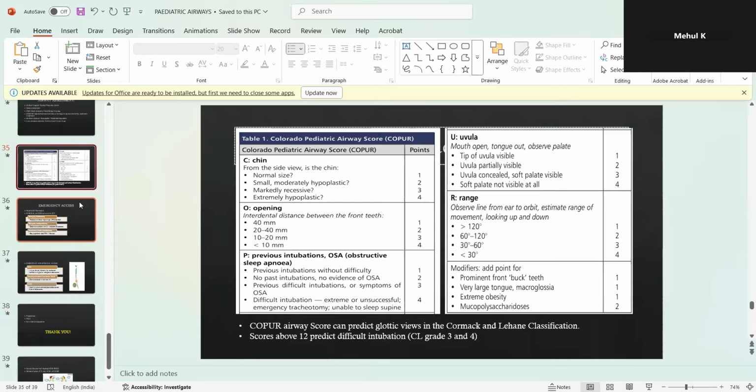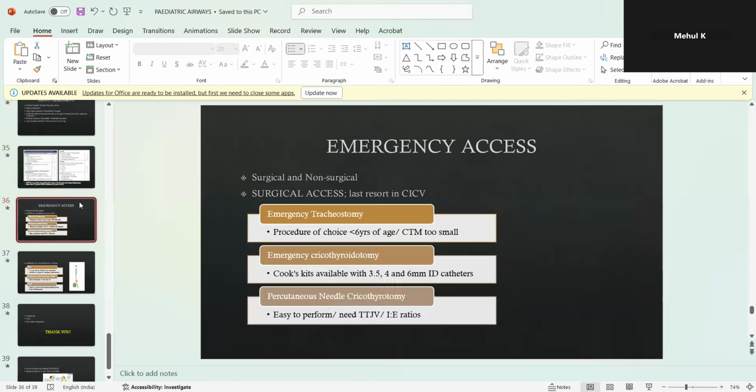So, you've tried to intubate, you've done the assessment, you failed to intubate. So, what now? Emergency access. How do you access the pediatric airway in emergent situations? You have got the surgical and non-surgical ways. In surgical ways, it's the last resort in can't intubate, can't ventilate situations.